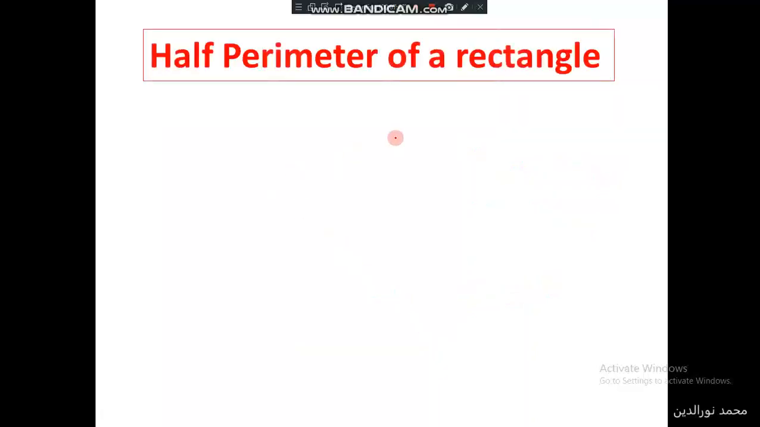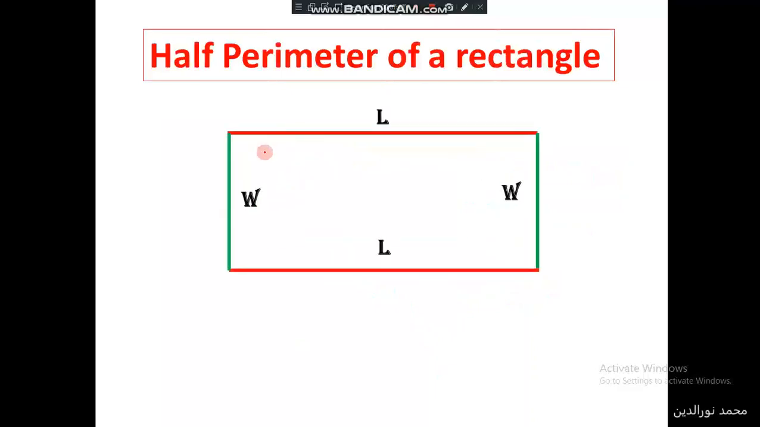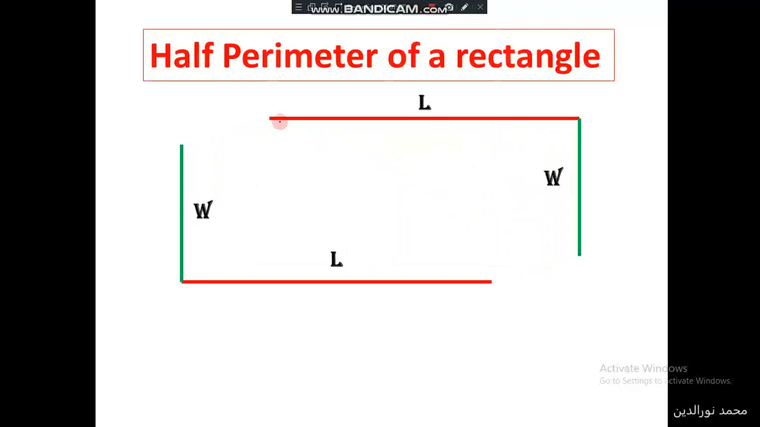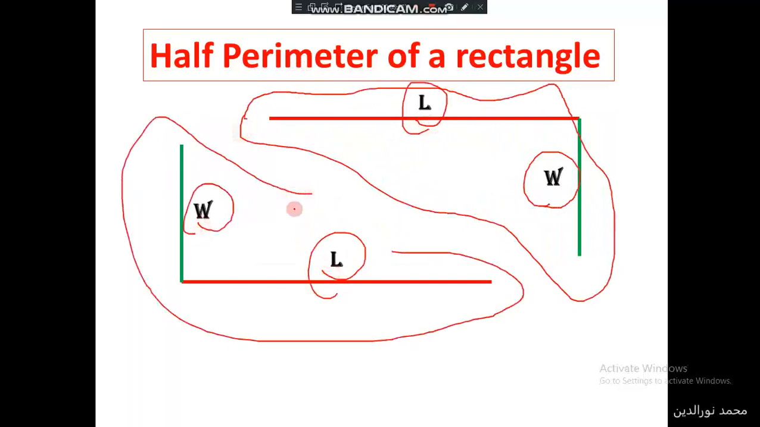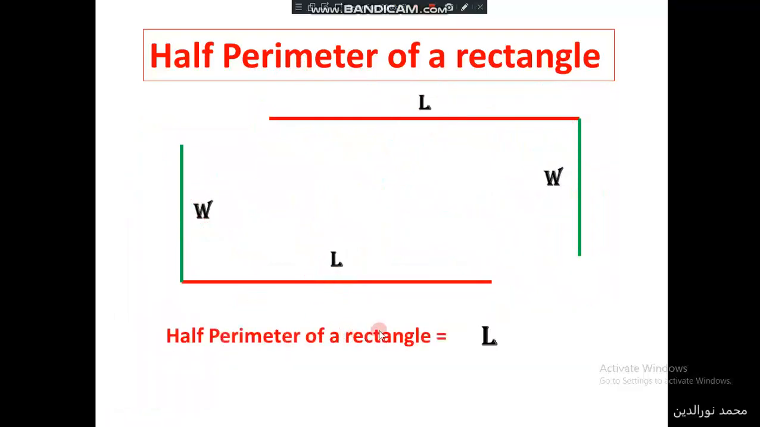Half perimeter of a rectangle. As you see here, we have a rectangle that has length L and width W. If we want to find half the perimeter, this is half the perimeter, which is one length and one width. So half of the perimeter is length plus width.